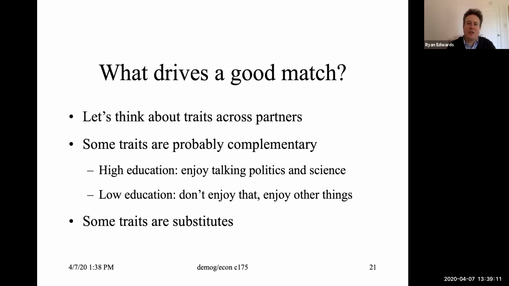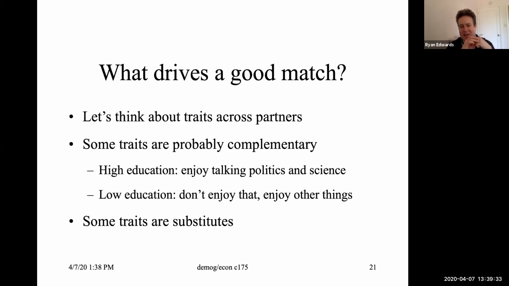Okay, let's move ahead. What drives a good match? Thinking about traits across partners, and that's what Lab 10 will ask you to look at. Some traits are probably complementary. Some other traits are probably more like substitutes. I think the way I tend to view this is that the complementary traits kind of win the day, really.